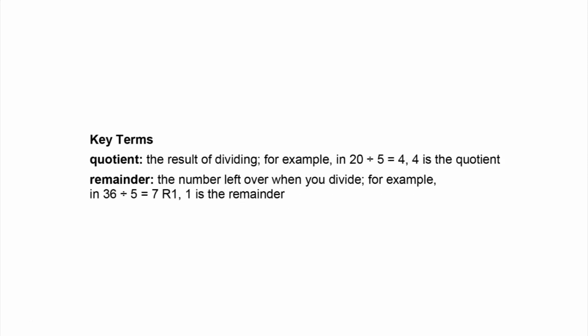Key terms from this lesson: quotient is the result of dividing. For example, in 20 divided by 5 equals 4, 4 is the quotient. Remainder is the number left over when you divide. For example, 36 divided by 5 equals 7 with one remainder. Now it's your turn.